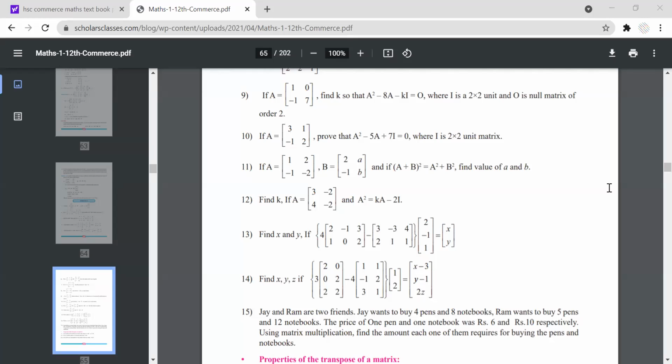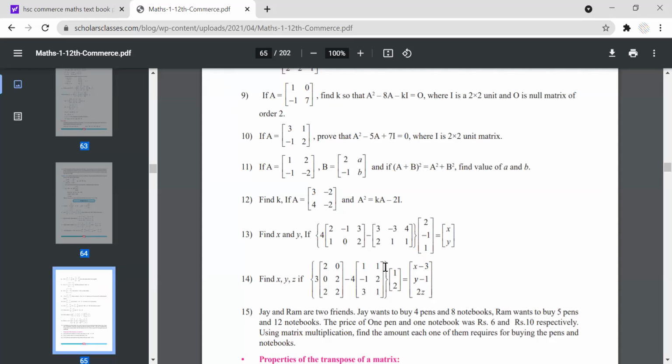Find x, y, z if 3 into bracket 2, 0, 0, 2, 2, 2 minus 4 into 1, 1 minus 1, 2, 3, 1 multiplied by 1, 2 is this. You have to find x, y and z. Let us write down this whole thing. It is 3 into 2, 0, 0, 2, 2, 2 minus 4 into 1, 1 minus 1, 2, 3, 1.